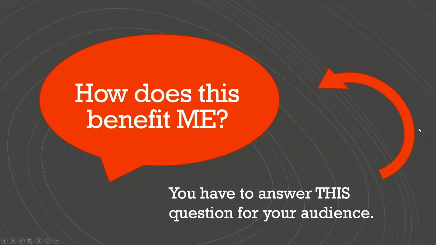So if you take nothing else away from this presentation, I want it to be this slide right here, because this is the most concise explanation of the mental shift that we as librarians really need to start taking in terms of marketing our libraries properly. And what this is, you have to be able to answer the question, how does this benefit me?